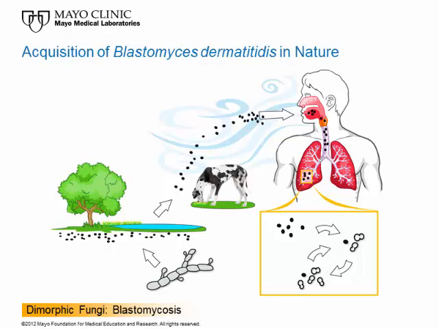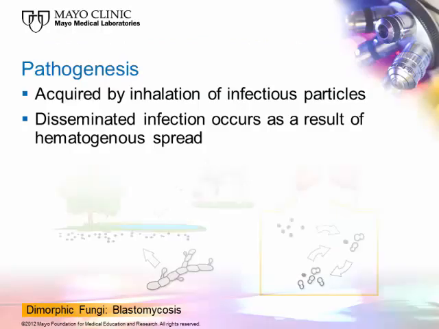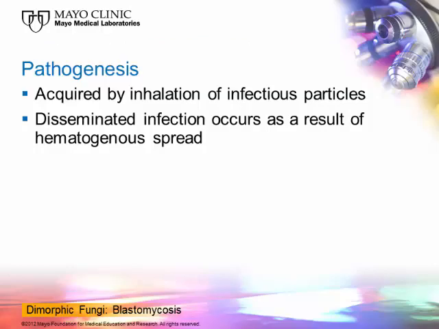It has a form found out in the environment at 25 to 30 degrees centigrade, the hyphal form you see on the left-hand side of the slide, or a yeast form that is found within the host or on incubation at 35 to 37 degrees centigrade. In terms of the pathogenesis, we've touched on that already, but it's acquired by inhalation. We know that because most of the infections are pulmonary in origin.